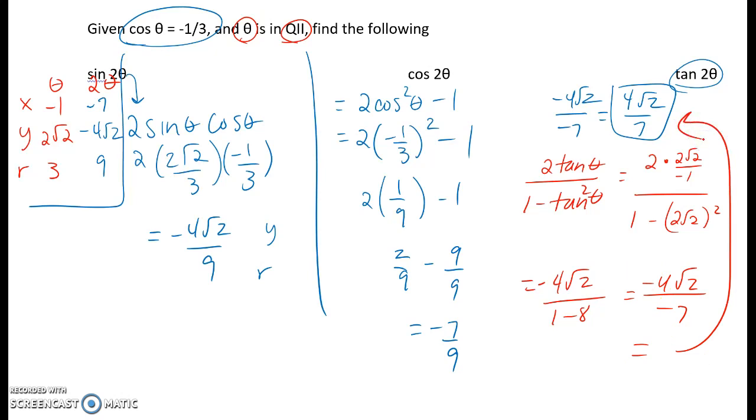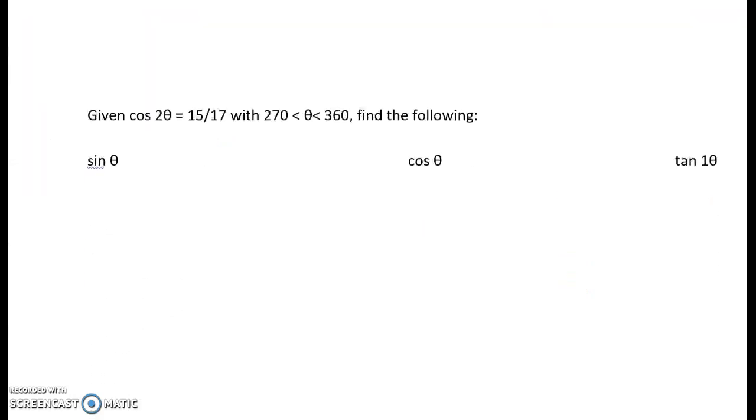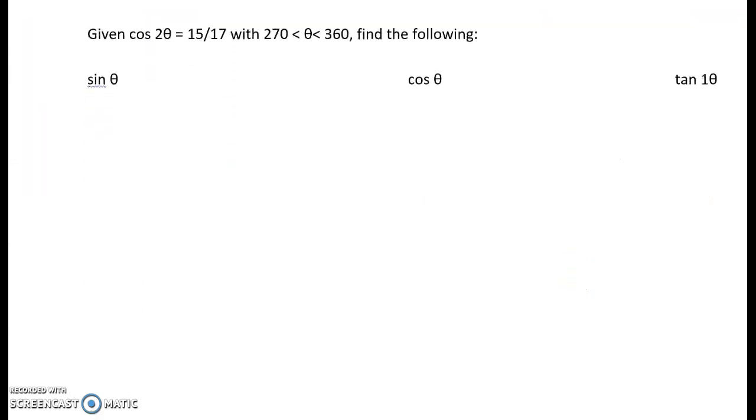As you can see, you can solve it either way, but I would recommend at least picking 2 of the 3 to help make sure you have the right positive or negative signs. All right, last problem set. Here we're given cosine of 2 theta, and we're told that theta is between 270 and 360, which means that theta is in quadrant 4.